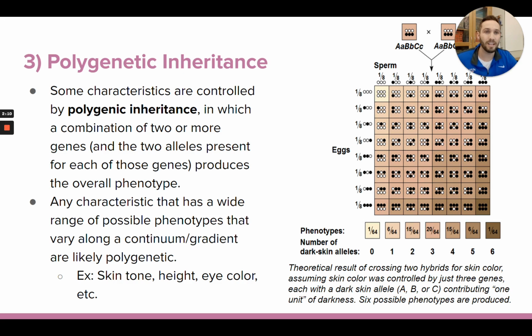So a good example is skin tone. Humans, for example, we have a whole range and spectrum of skin tones that are possible for your phenotypes, from very, very dark to very, very pale, and every skin tone in between. And that's because skin tone is controlled by polygenetics. There's many genes controlling your skin tone.